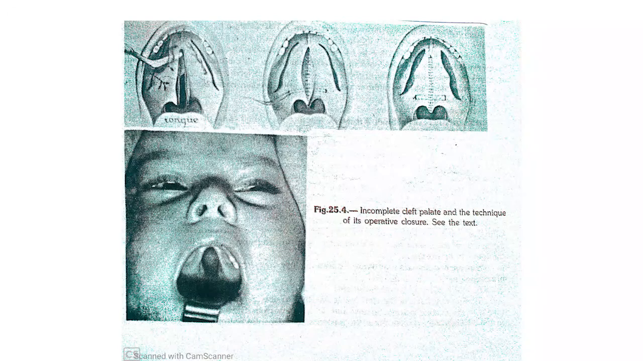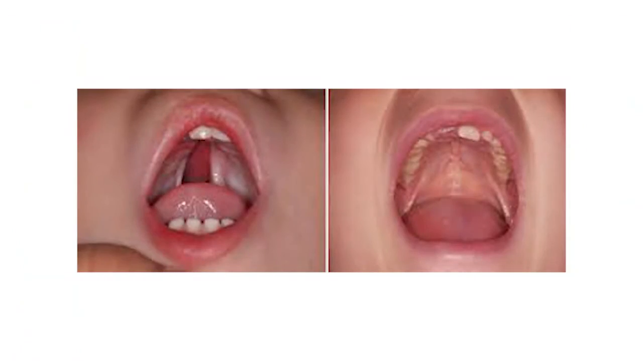Dear students, here is the image on your screen you are watching. The incomplete cleft palate and the technique of its operative closure is clearly seen in this image. This is the color picture on your screen showing the cleft palate, and the suturing and operative closure is clearly seen in the second image.